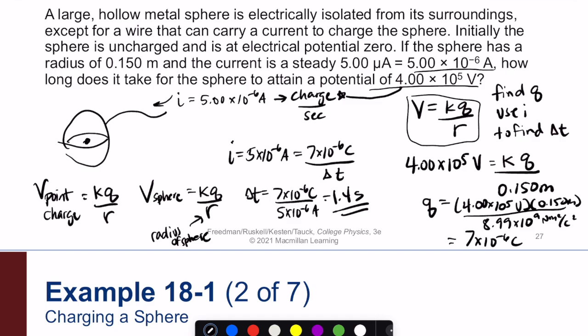The trickiest part of this problem is understanding the relationship between V and Q. Once that's figured out, unit analysis can pretty much take you the rest of the way through the problem.